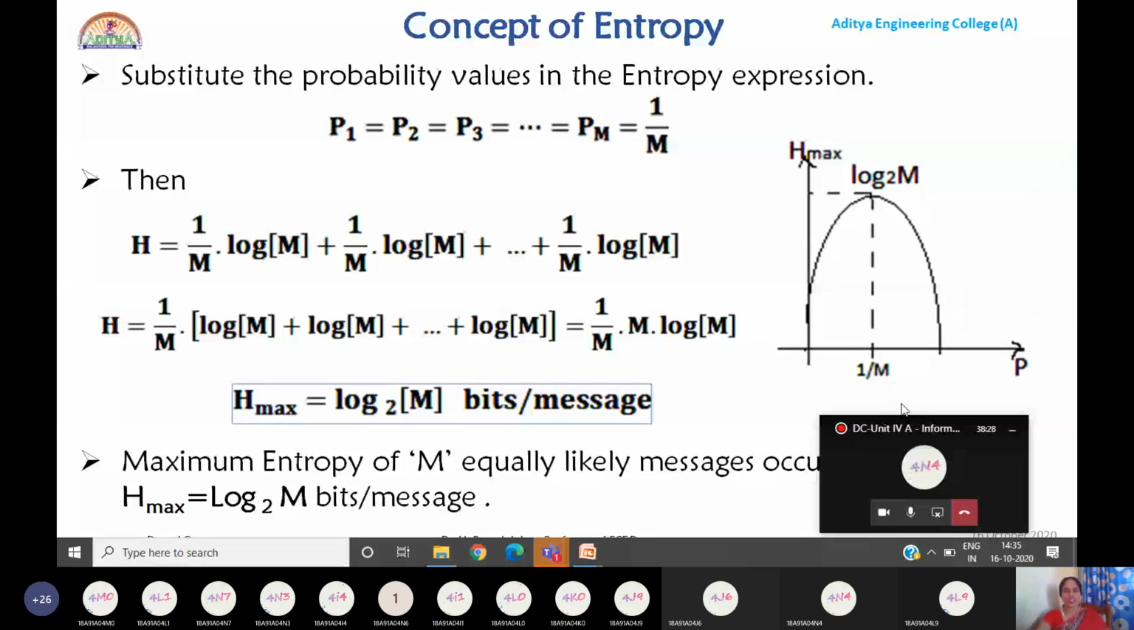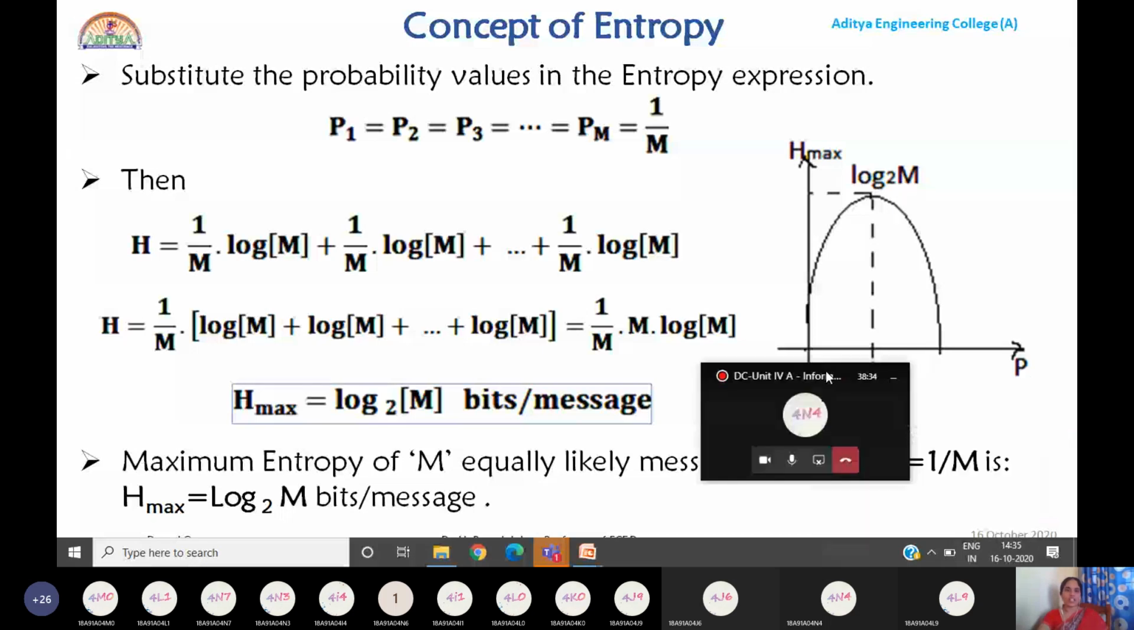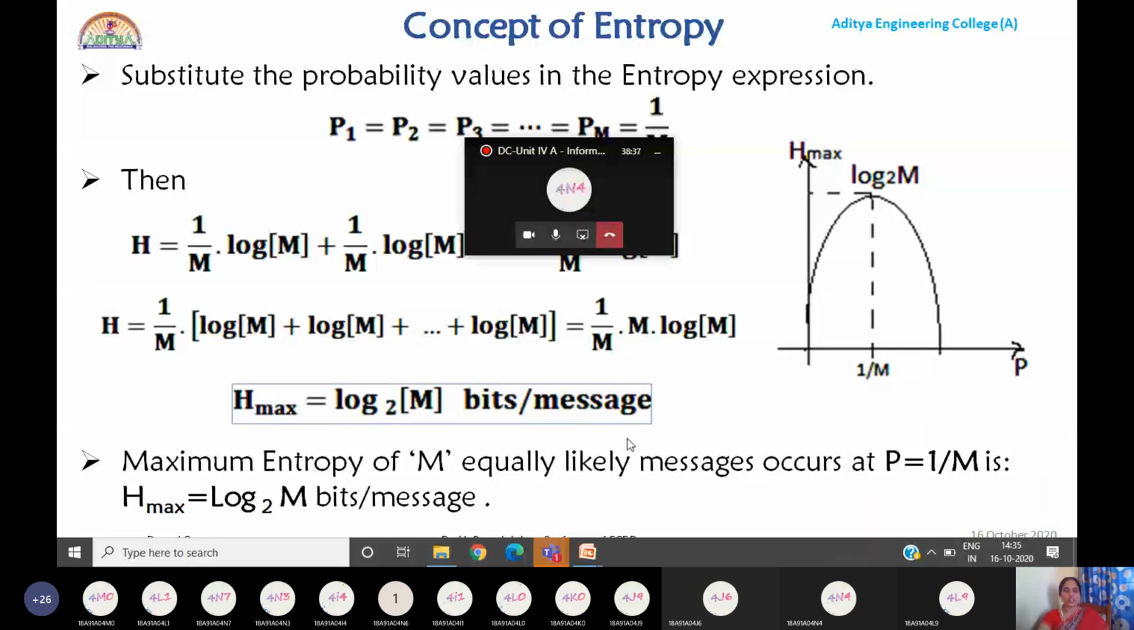If you want to get the maximum entropy of two equally likely messages, that is the fifth property, you take the same expression and replace m with 2. So you will get log 2 base 2. That is how much? It is 1. Similarly, for three equally likely messages, it will be log 3 base 2, and that occurs at p equal to 1 by 3.